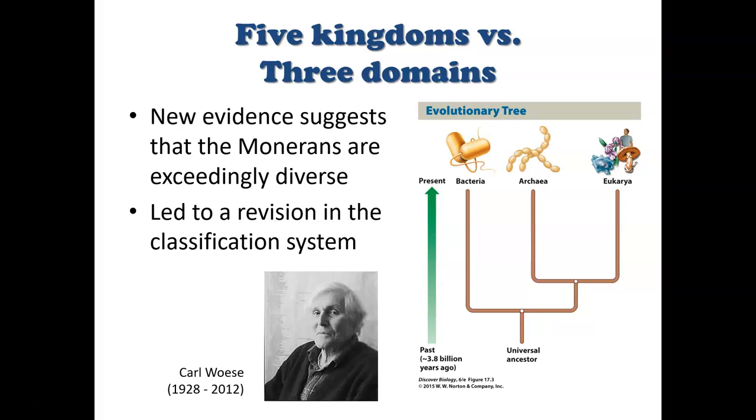And what he suggested was that the Monerans should actually be divided up into 2 distinct groups that he called the bacteria and the archaea, because these 2 groups are as different from each other as all the eukaryotes combined. What this means in reality is that you and a potato, a plant, are more related than any 2 species of these prokaryotes.